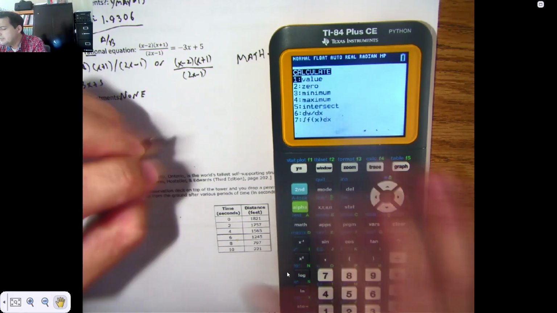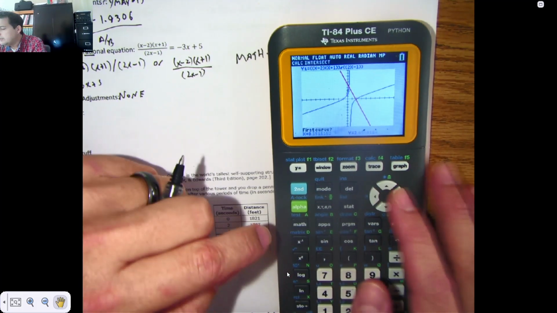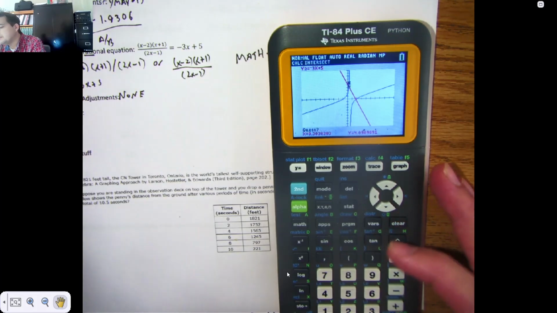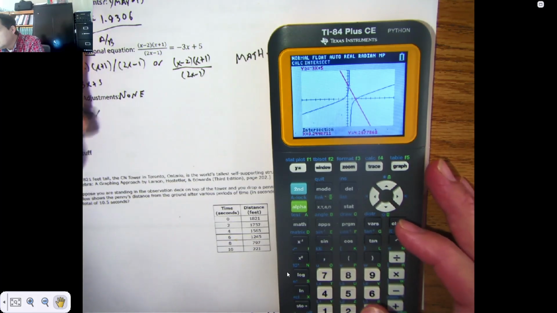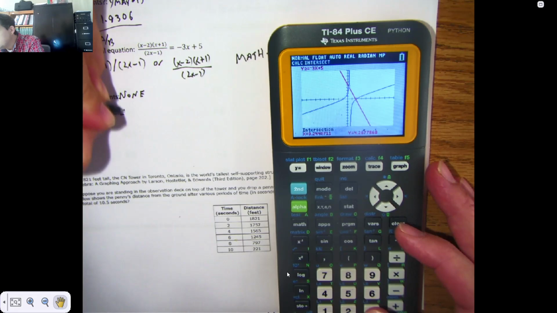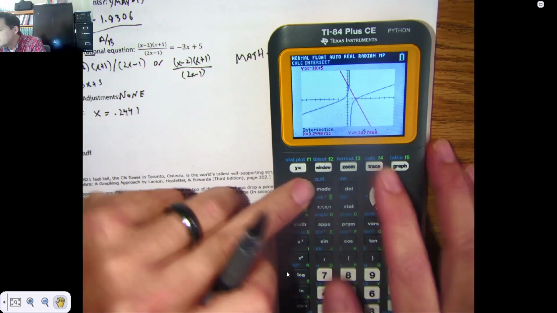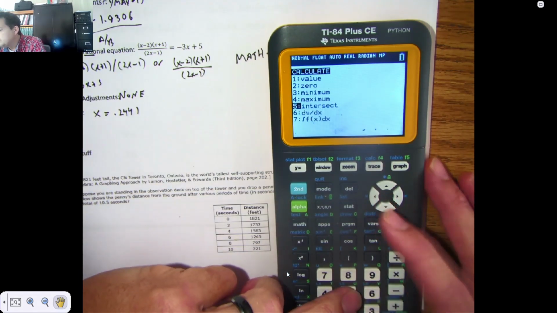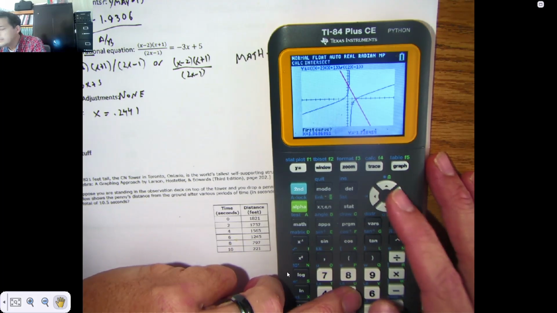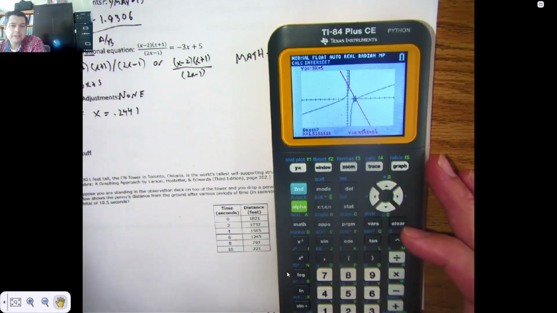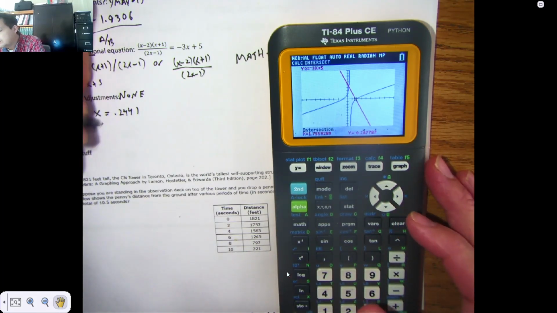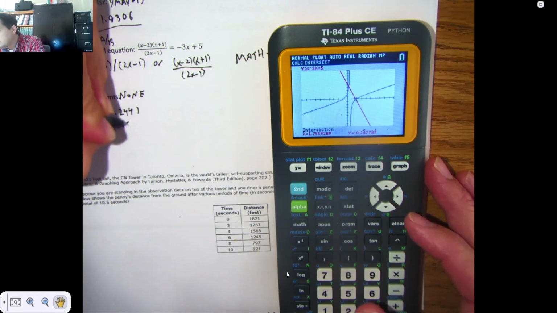Second trace 5. Take a cursor, get it close. Enter, enter, enter. One of my values is 0.2441. Back to second trace 5. Take my little cursor, get them close. Enter, enter, enter. And there's the other one. 1.7559.